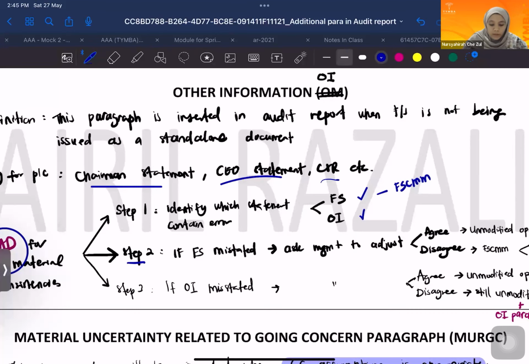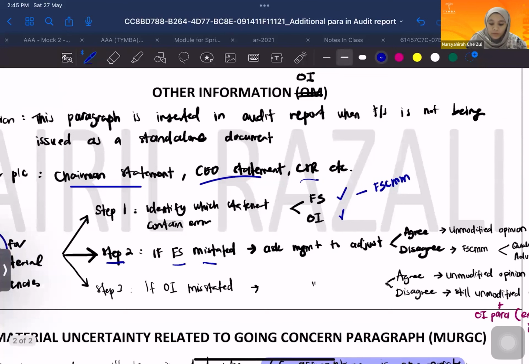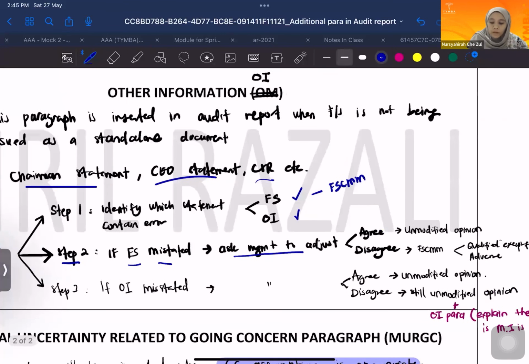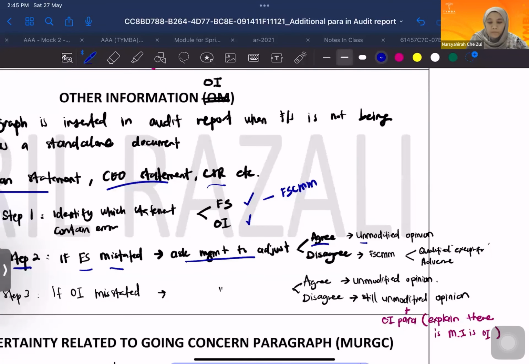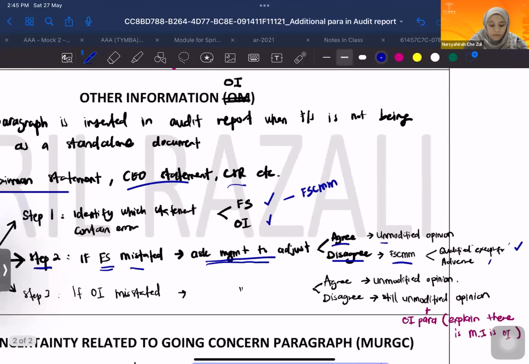Now, step 2. If the FS is misstated, then you are going to ask management to adjust. That's what I mentioned just now. If they agree to adjust, of course, we are going to issue a good report called an unmodified opinion or unqualified opinion. Same thing. If the FS is misstated, you ask management to adjust, they disagree to adjust, then of course this is an issue of FSEMM. And then you issue an opinion based on the pervasiveness of the issues. It could be qualified except for, as per what we have learned just now, or adverse, if it is severe, if it is pervasive.